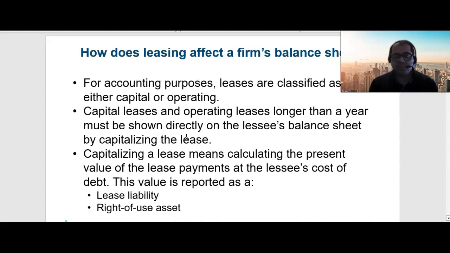How does a lease affect a firm's balance sheet? For all accounting purposes, leases are classified as either capital or operating. Capital leases and operating leases longer than a year must be shown directly on the lessee's balance sheet by capitalizing the lease. Capitalizing the lease essentially means you calculate the present value of all the payments that need to be made at the cost of debt. So when you're calculating the present value, you use the cost of debt as the discount rate, and this value is reported as a lease liability. So it is going to be very similar to how you would report any type of debt, because this at the end of the day is an obligation that needs to be met.